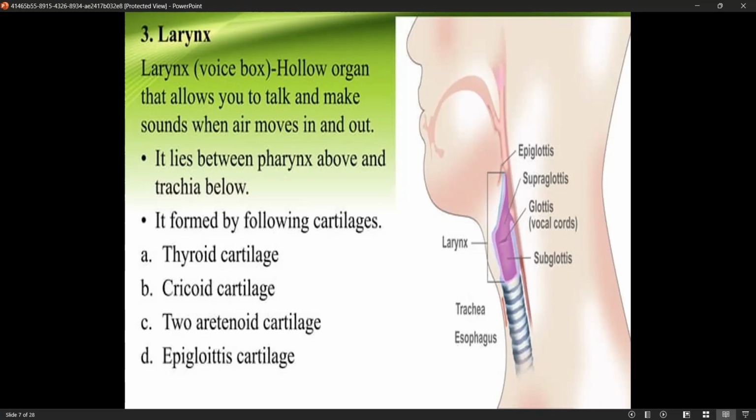It lies between the pharynx above and the trachea below. So there are two structures present here, the pharynx and the trachea. In between them, the larynx is present, formed by some cartilages. The thyroid cartilage is present, the cricoid cartilage is present, the arytenoid cartilages are present, and the epiglottis cartilage is also present. So it is formed by so many cartilages.